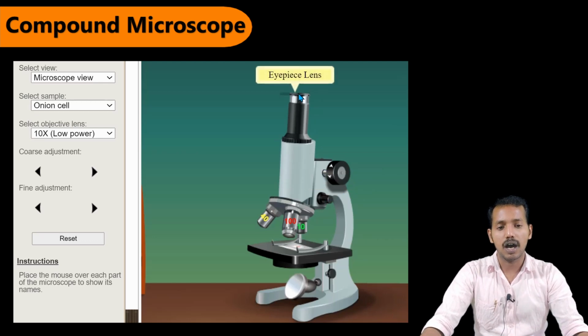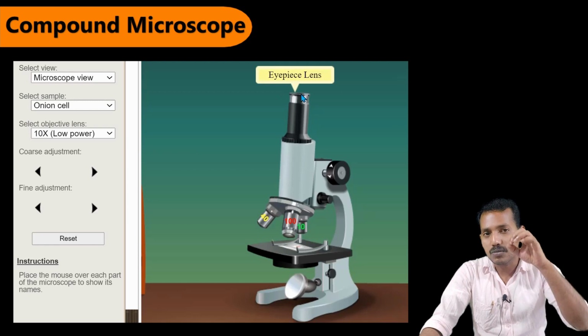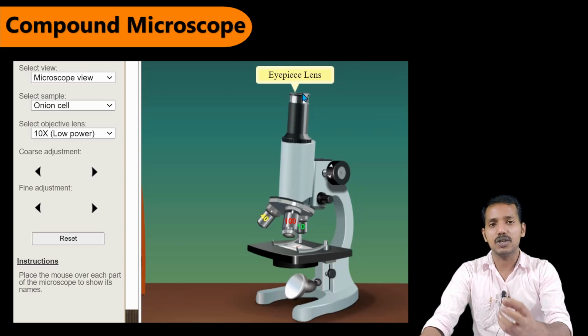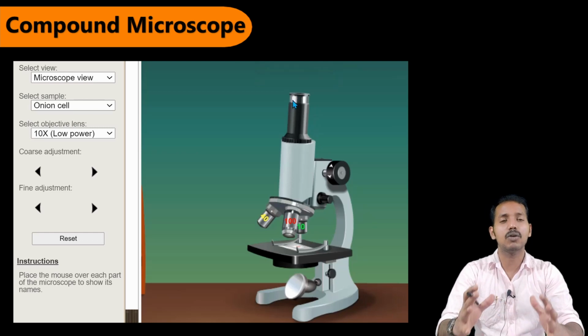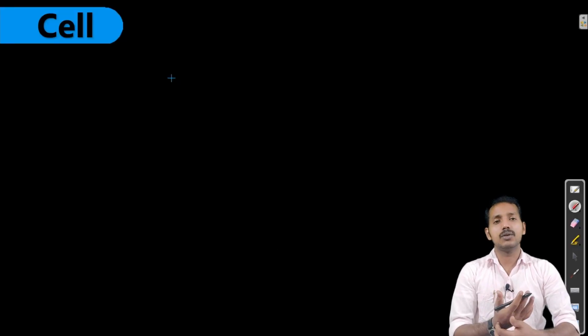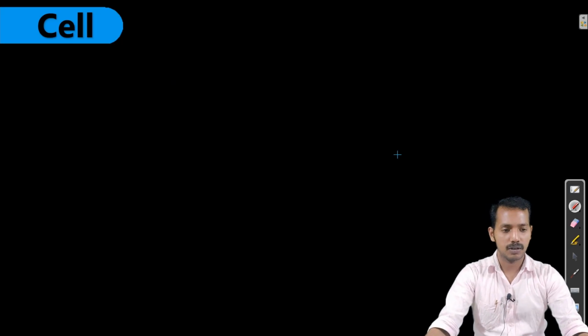This is the eyepiece through which we observe the magnified image of the specimen. So this is all about the basic structure of compound microscope. Now we are going to discuss what is a cell.